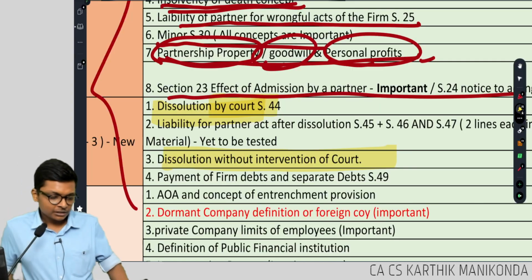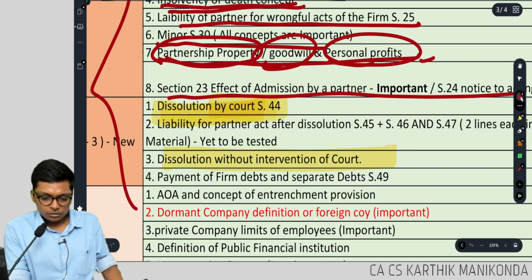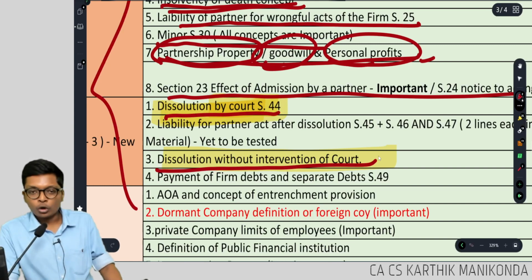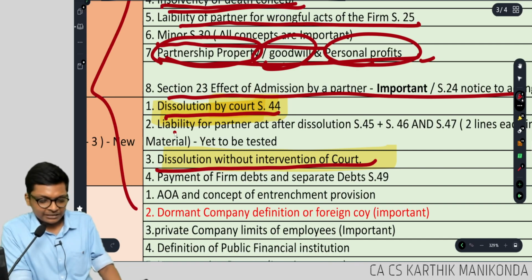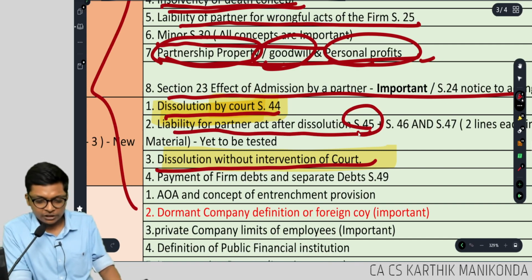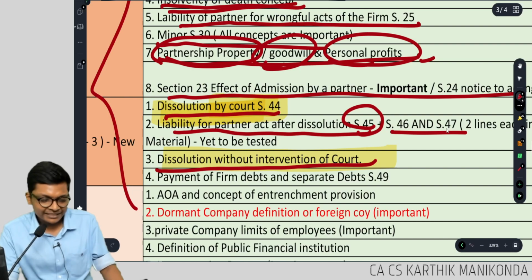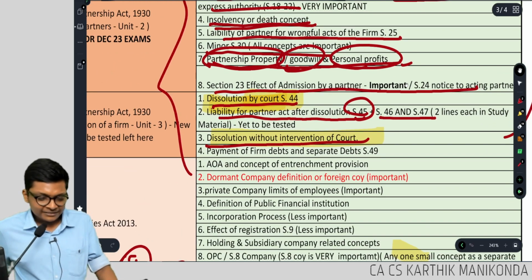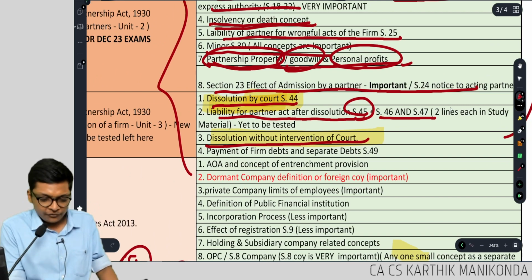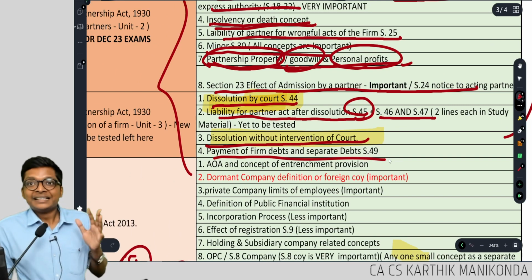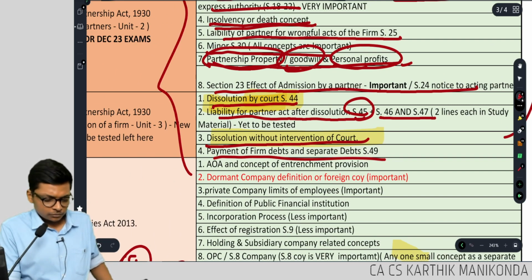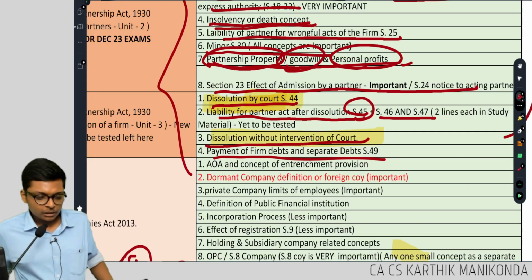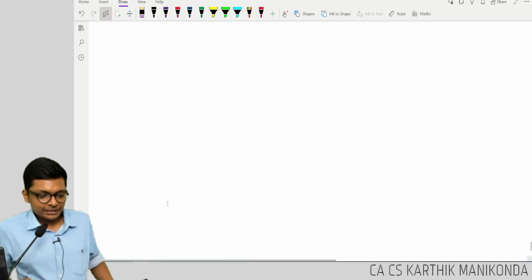So we are done with dissolution by court. Dissolution without intervention of court is done. Last 3 sections: liability of partner for acts after dissolution, sections 45, 46 and 47, yet to be tested. And we have the same thing: payment of firm debts and separate debts. Okay. What is the liability of a partner after dissolution?